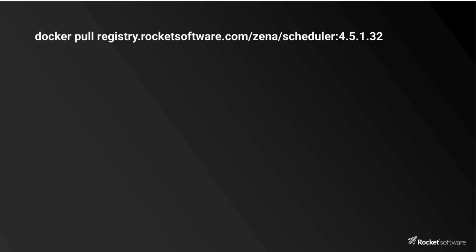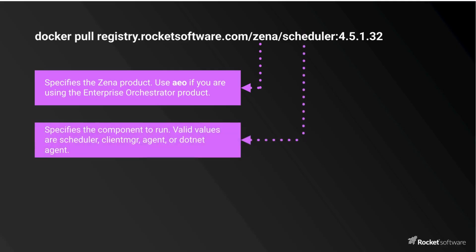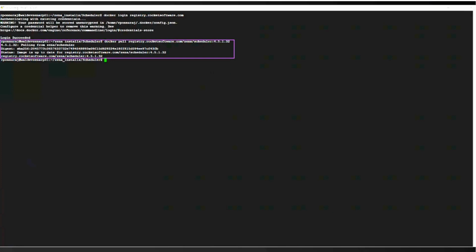Let's review the parameters specified in the docker pull command. Zena specifies the Zena product. Use AEO if you're using the Enterprise Orchestrator product. Scheduler specifies the component to run. Valid values are scheduler, client manager, agent, or .NET agent. 4.5.1.32 specifies the version to pull the image from. Use latest to pull the most recent distribution release. We have successfully pulled the scheduler container image.